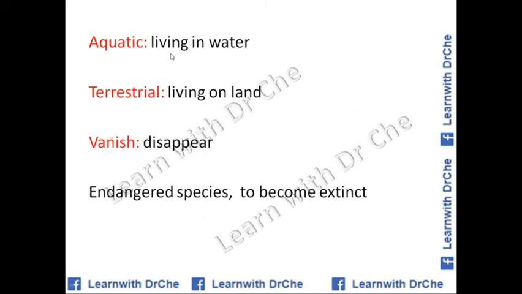Aquatic, something that lives in water, is aquatic. Terrestrial is something that is on land. Vanish means disappear. And another is endangered species. Extinction is a noun, and to become extinct is a verb.